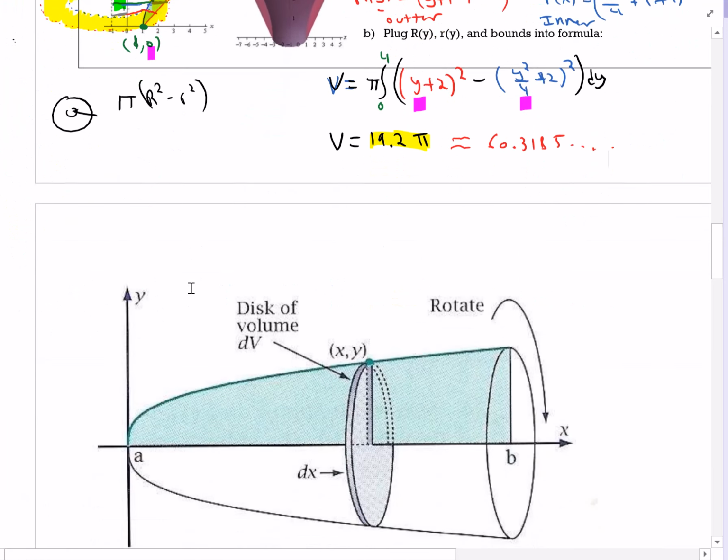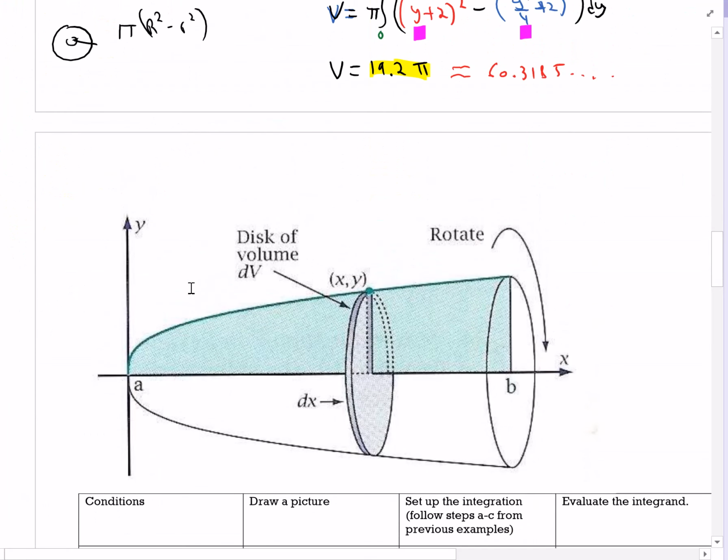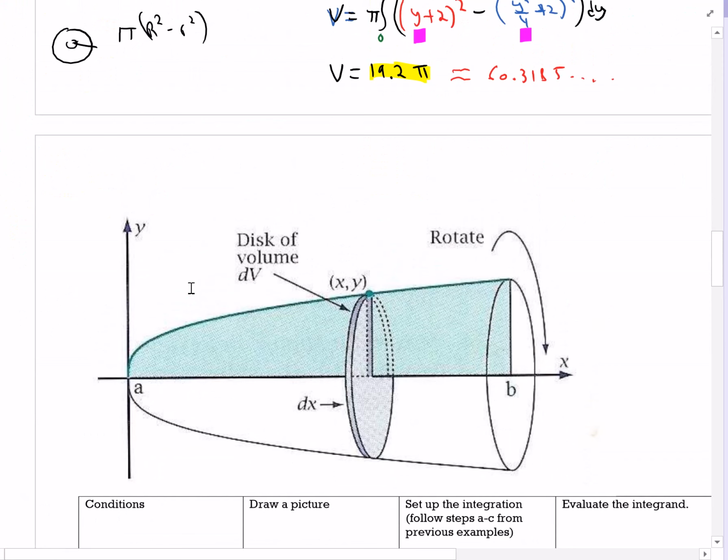So just a quick review of what we're doing, right? We're taking a curve, an area, and we're rotating it around an axis. When we do that, it creates a circular cross section. Sometimes it's a full circle, and sometimes it's a circle with a missing piece in the middle. We find the area of that piece by finding an inner radius and an outer radius. And then we use the area of a circle, which is pi r squared, right?